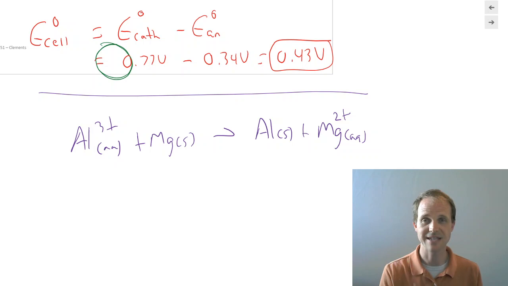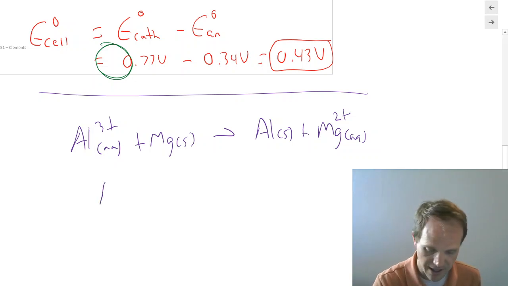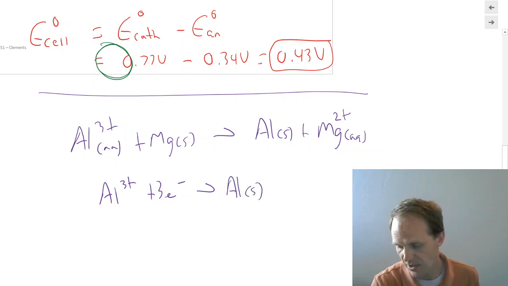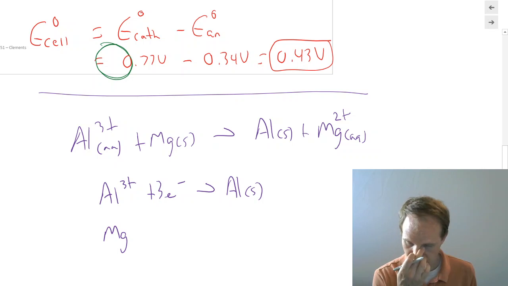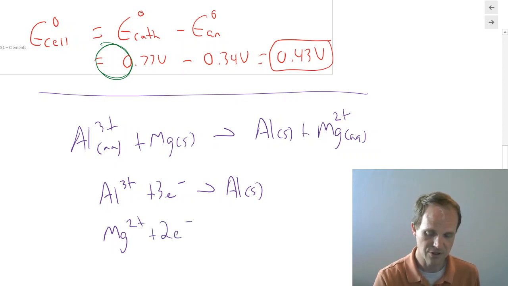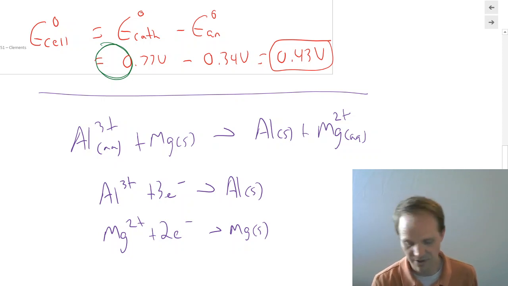Hopefully you came up with that the standard reduction potential of aluminum must be larger than that of magnesium. That's why aluminum is being reduced, because its reduction potential is greater. All right, so let's look it up. We're going to look up Al3+ + 3e- goes to Al(s). We're going to look up Mg goes to Mg2+ + 2 electrons. You're like, nope, can't do that. I've got to do the reverse. I've got to look up Mg2+ + 2 electrons goes to Mg, because that's just what I've got to look up. Okay, here we go.